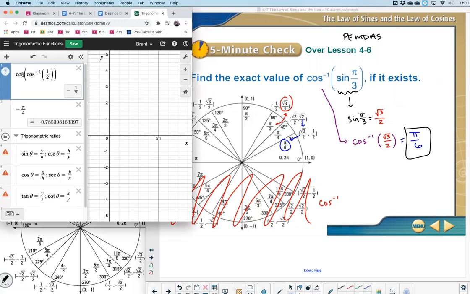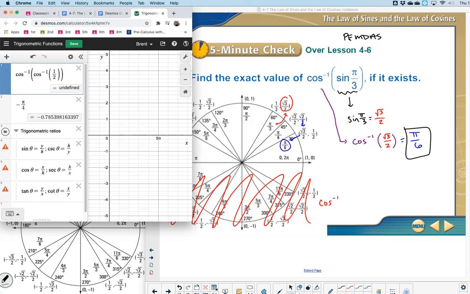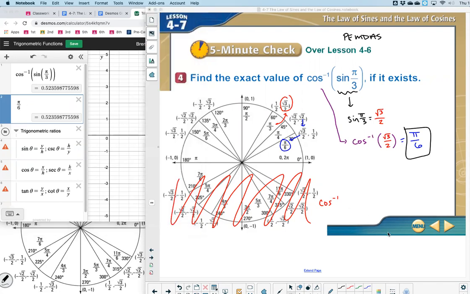Let's check it out over here. We're going to have cosine inverse, and we just need to make that power -1 of sine, the standard function sine, and pi over 3 here. Pi divided by 3. They give us this crazy decimal. We want to know, is that pi divided by 6? What do you think? Yes, it is. We got it. So that would be your bell ringer.